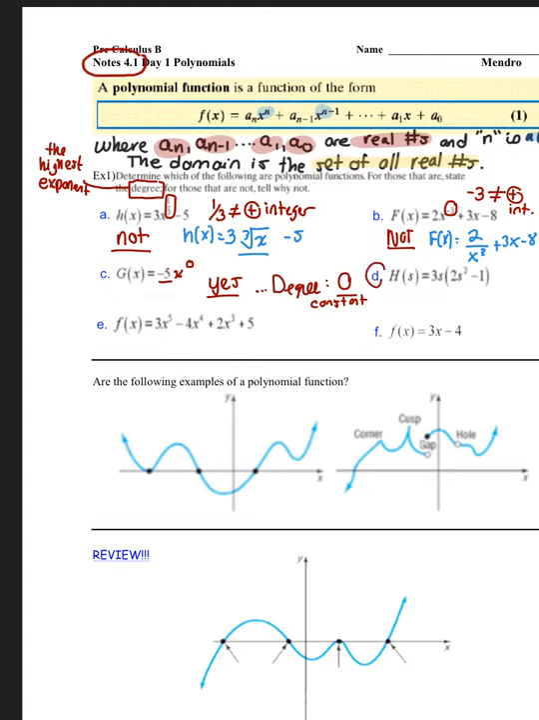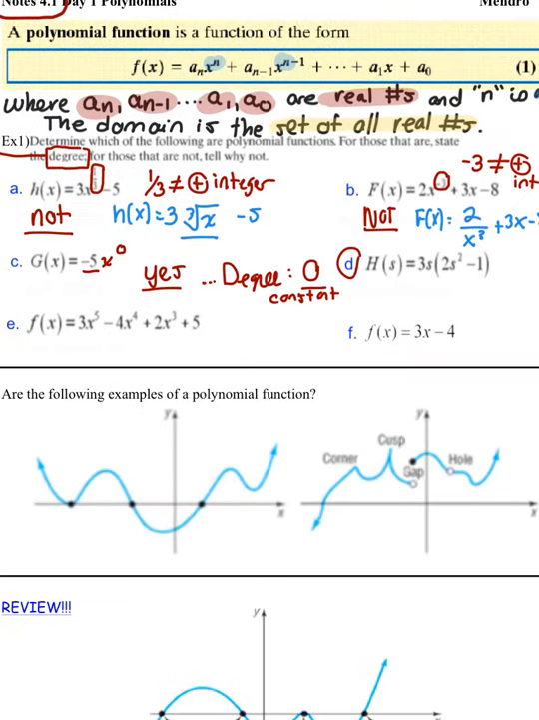In our next example, we have 3s times the quantity 2s squared minus 1. But when we're looking at this one, we do need to understand that the equation is not currently in what we would call standard form. So the first thing we need to do is distribute that 3s. That would give us 6s to the 3rd minus 3s. This function is a polynomial function. Once again, my coefficients are real numbers and my exponents are positive integers. And the degree of this function is 3 because the highest exponent is that 3. That would mean this one is what we would call a cubic function.